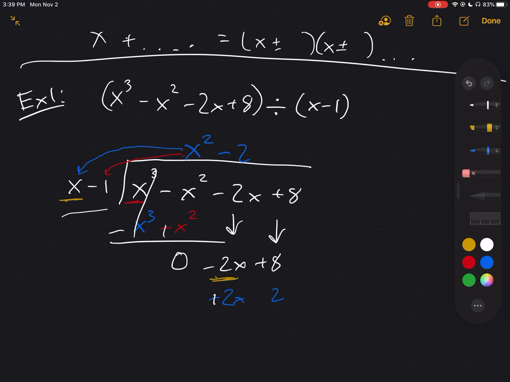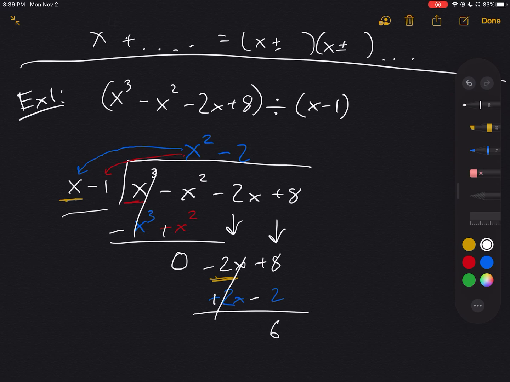That becomes a negative, and negative 2x plus 2x cancels out, and then I'm left with 8 minus 2, which is 6, okay? So now, here's where we have to draw on a little bit of our previous knowledge, right? I can't divide 6 by x, right? There's no x there, so this will be our remainder, okay?